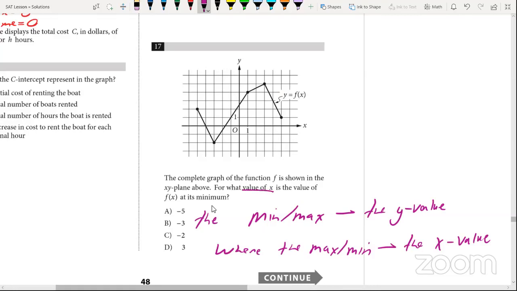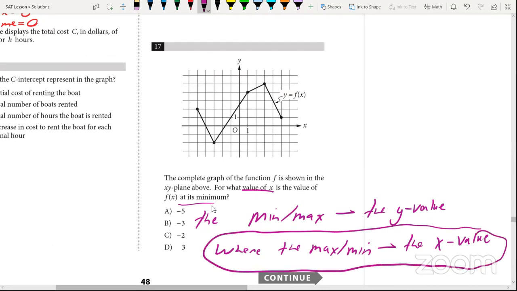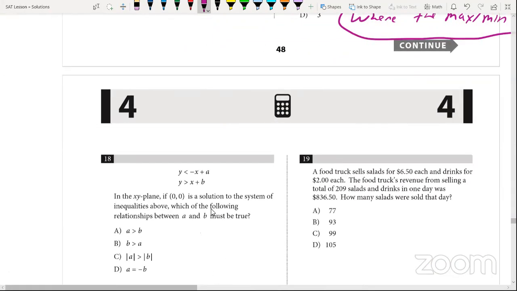So for what value of x is it at its minimum? They're saying this piece right here. Where can we find the max and min? So now look how deceptive. The minimum itself is -2. That's the y value, but the question is not asking us that. It's saying at what value of x do we find that? Well, we find that at x equals -3. So while a lot of people maybe rushing through here would have picked C for number 17, the answer is actually B. Now we're going over to 18.